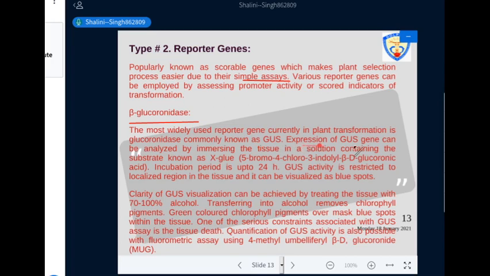Expression of the GUS gene can be analyzed by immersing the tissue in a solution containing the substrate known as X-Gluc, that is 5-bromo-4-chloro-3-indolyl beta-D-glucuronic acid. Incubation period is up to 24 hours and GUS activity is restricted to a localized region in the tissue and can be visualized as a blue spot. Clarity of GUS visualization can be achieved by treating the tissue with 70 to 100% alcohol. Transferring into alcohol removes chlorophyll pigments. Green colored chlorophyll pigments would otherwise mask blue spots within the tissue.